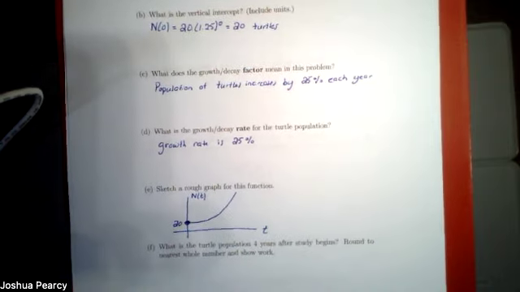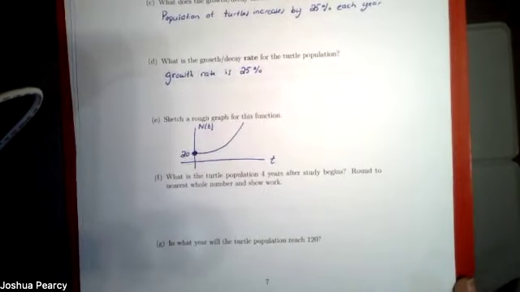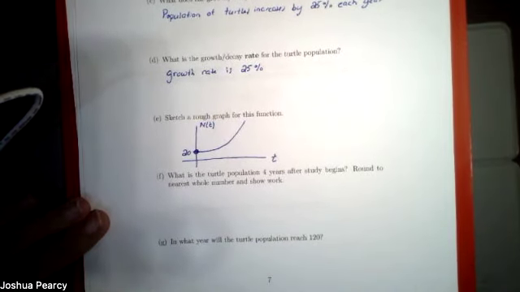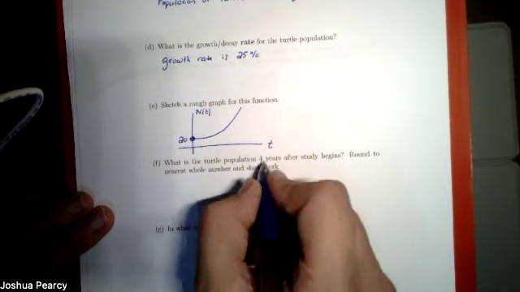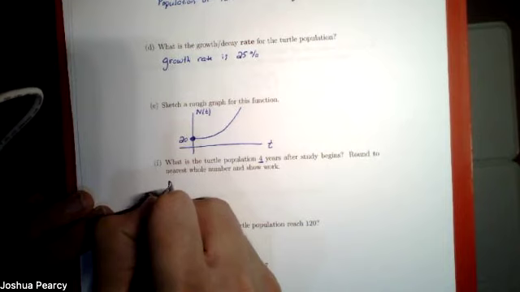And for part F here, what does it say? What is the turtle population 4 years after the study began? Round to the nearest whole number and show work. So here we're talking about plugging in 4. So this would be n of 4.